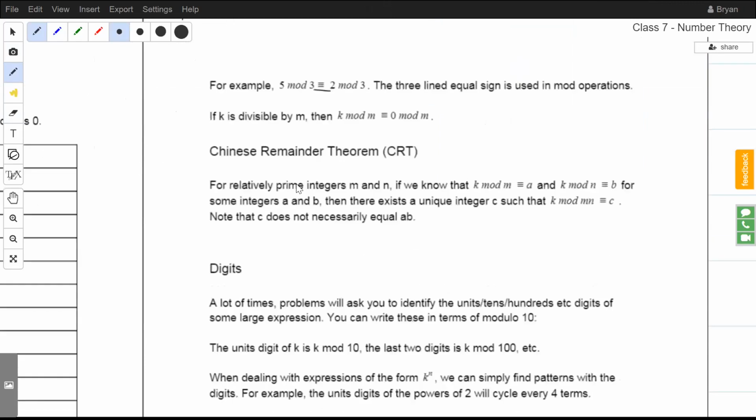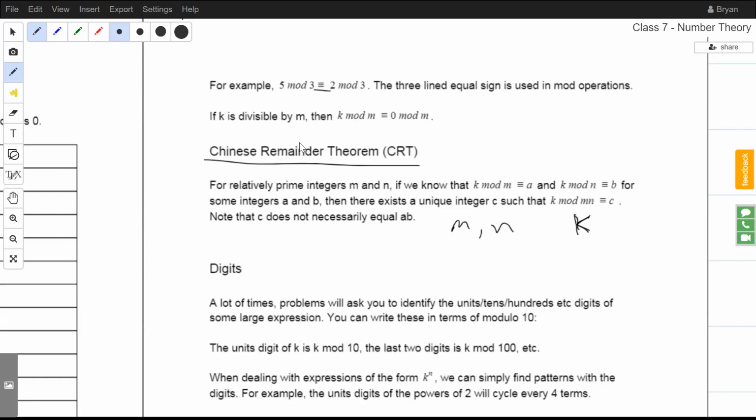And okay, this theorem involving mods is, I think, the most useful one, and the most basic one at least, called the Chinese remainder theorem. Basically it says that if we know the mods of the same number k with respect to two different numbers, then we can figure out a unique mod. Okay, let me just explain better. So basically if we start with m and n, which are relatively prime integers, meaning they have no common factors, we have another number k, right?